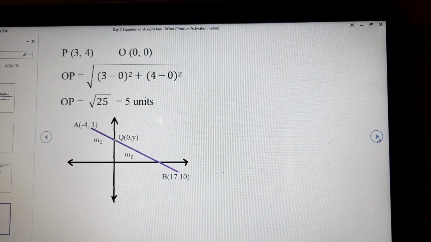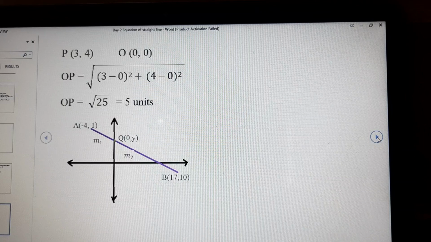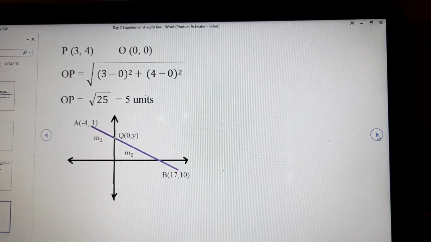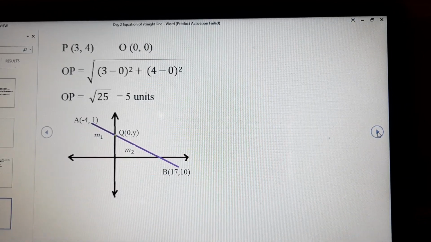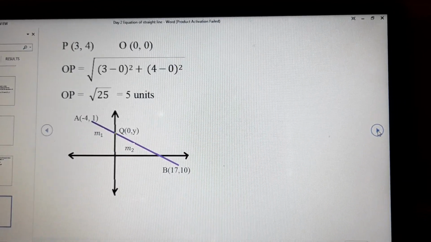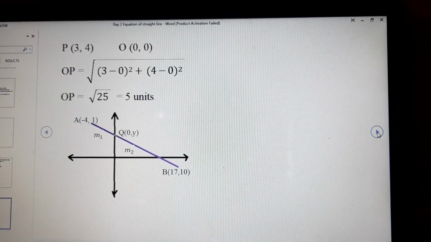Then they are asking to find the length OP, if O is the origin. Then we'll use the distance formula: under root, x2 minus x1 whole square plus y2 minus y1 whole square. Or it is x1 minus x2 whole square plus y1 minus y2 whole square. It is under root 25. It has to be taken positive because it is length. Fine. 5 units.